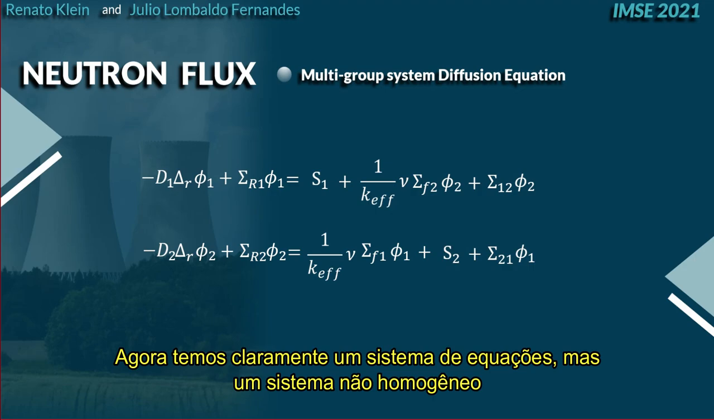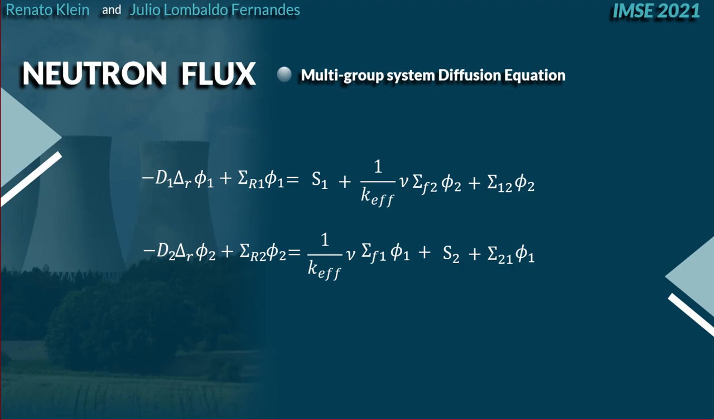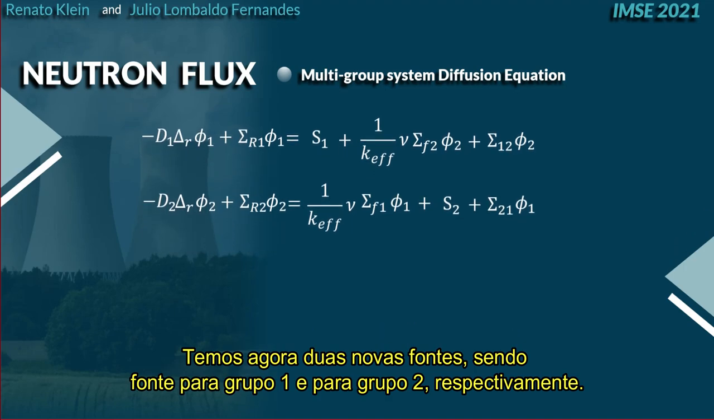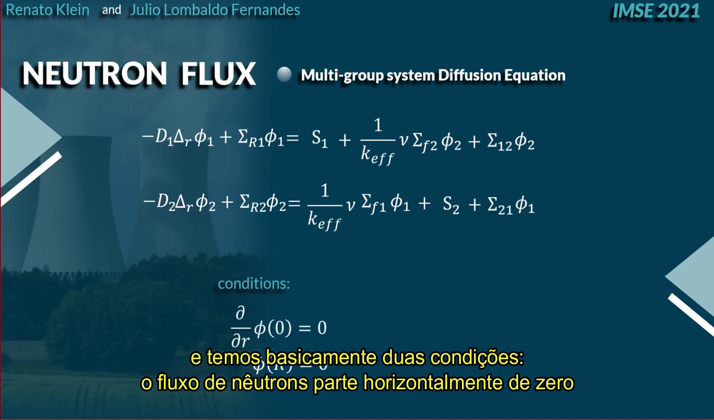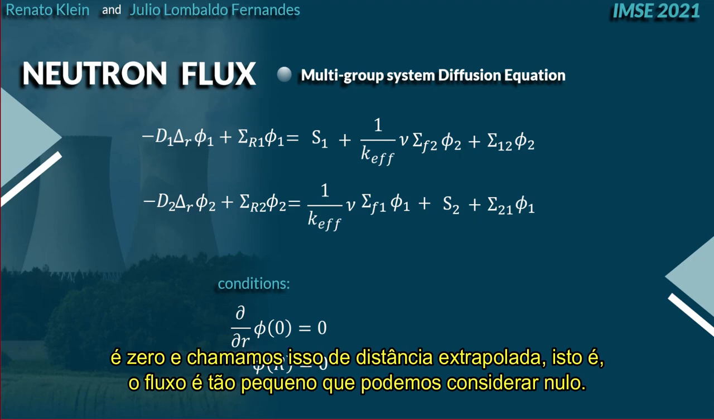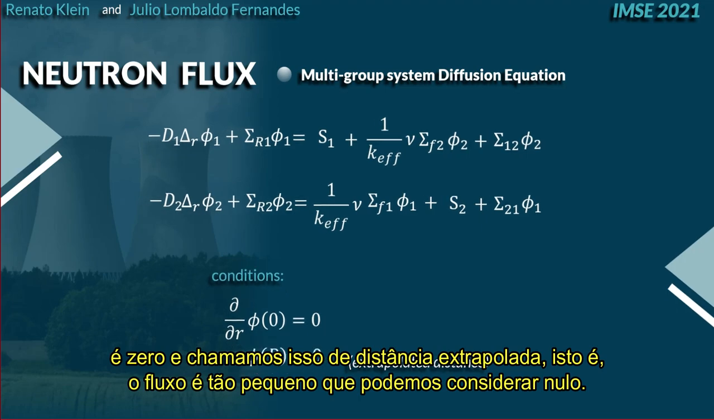Now we have a system of equations, of course, but non-homogeneous systems. We have two new sources, source 1 and source 2, represented by S1 and S2, respectively. And we have two conditions, basically. The neutron flux can be horizontal at the start from 0, and so the derivative term at 0 is 0. And the limit of the system, the capital R, is 0. We call this an extrapolated distance, where the flux is so small that we can consider it 0. In other words, it's the same.